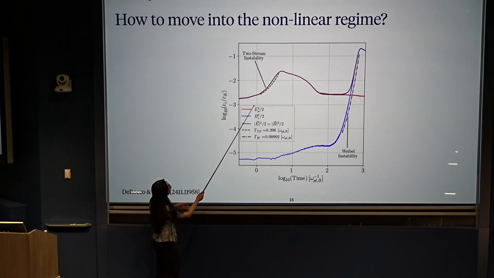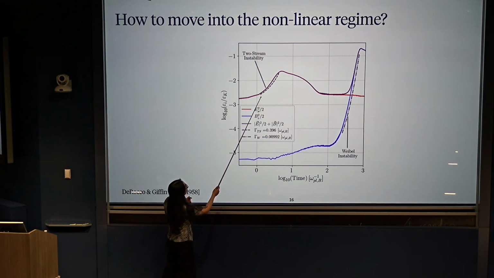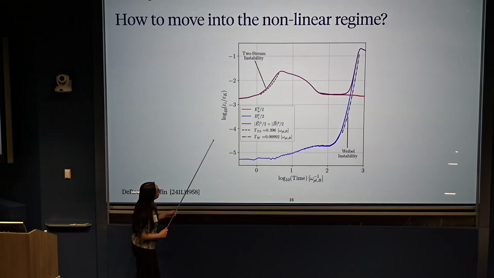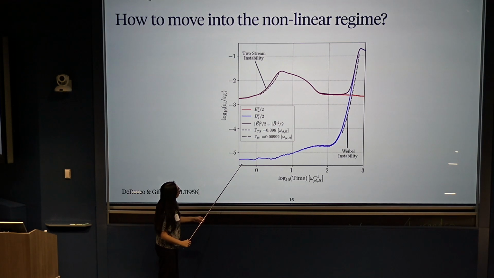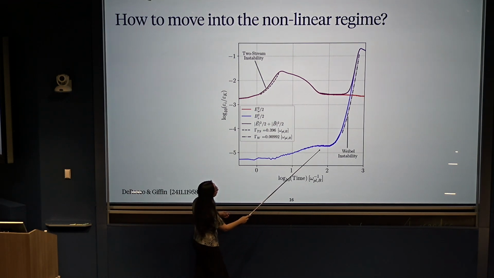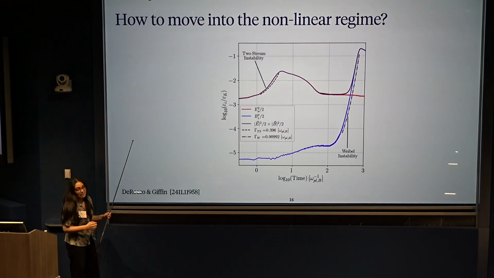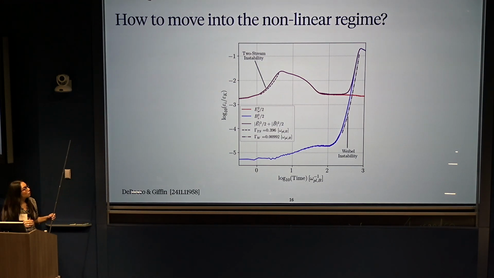The two-stream instability, or the electrostatic instability, grows faster than the Weibull instability, but it saturates at earlier times. Whereas the Weibull instability, or the electromagnetic instability, takes longer to grow, but it dominates the energy density at late times. So it's really the Weibull instability at late times that is giving you this strong coupling.